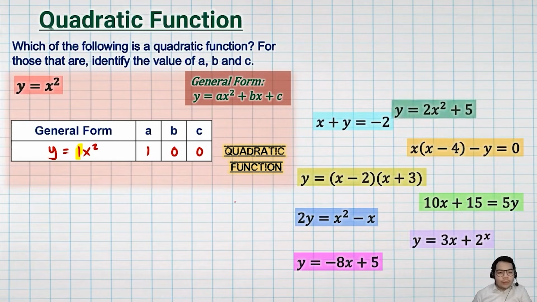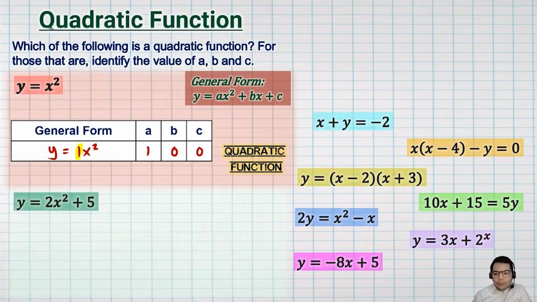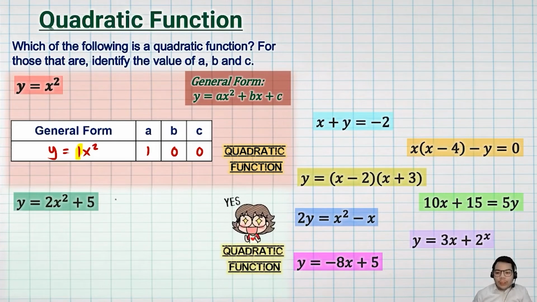Next, let's try to have another example. Y is equal to 2x squared plus 5. So, is this in the quadratic function general form, or is this quadratic function? The answer is yes. So, the highest exponent of x is 2. Although hindi siya tatlong terms ulit, dalawa lang. So, I think this is the quadratic term and the constant.